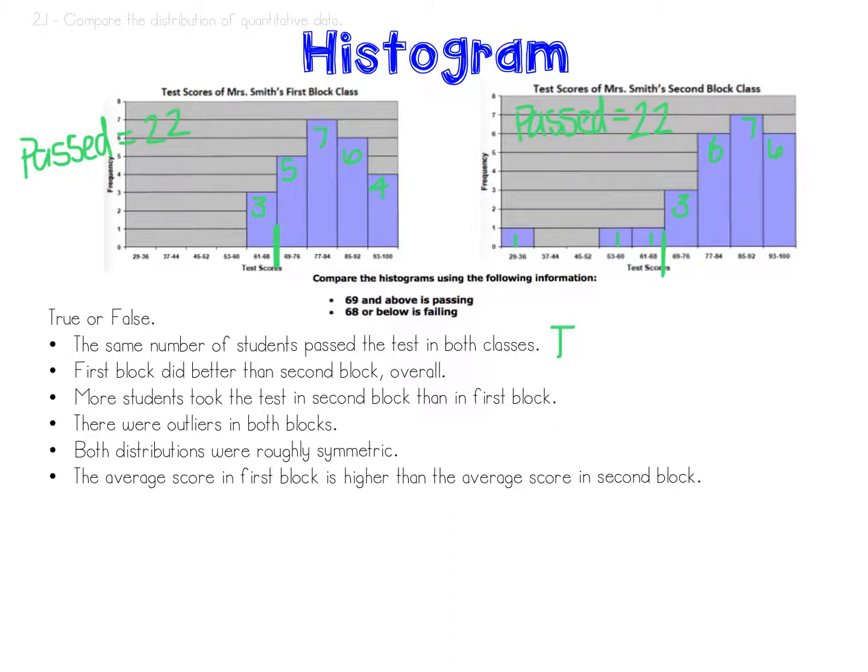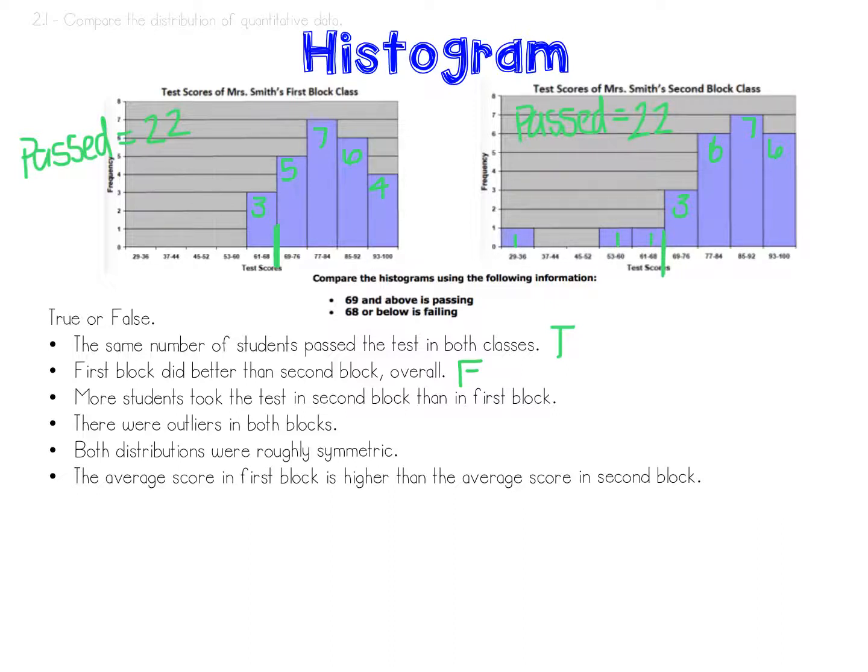And so they had more students do better, whereas first block was closer together, but there were 7 C's and here only 6 C's, 5 D's, and only 3 D's. And then they both had 3 that failed. So I actually would say that this is false. I would say that second block overall did better just because they had more A's and B's.